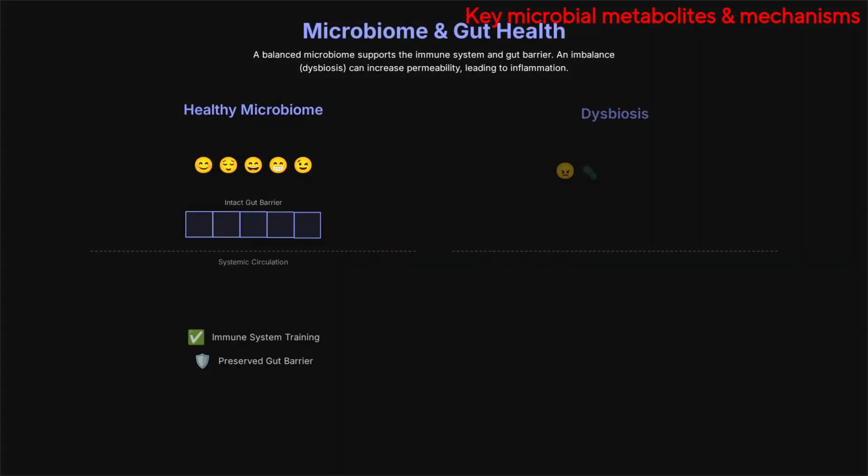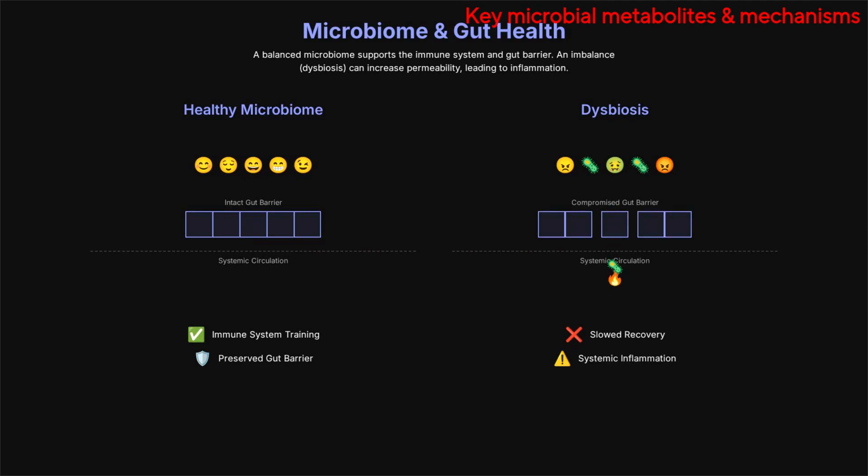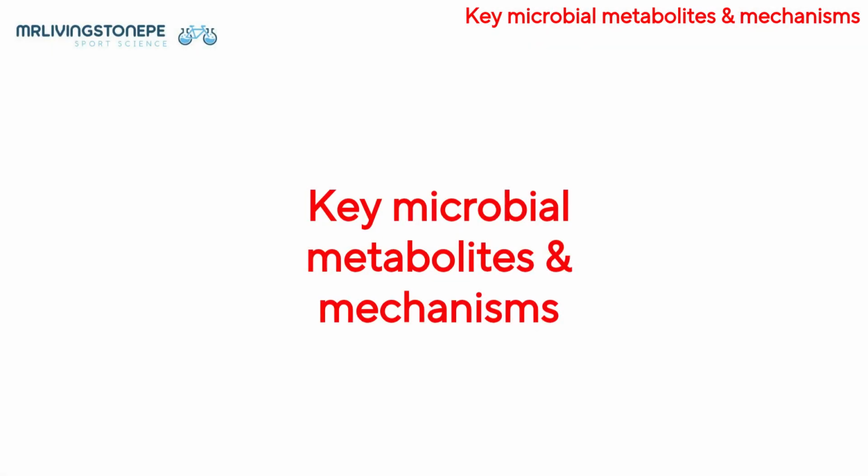A healthy microbiome trains the immune system and preserves the gut barrier. When the microbiome is out of balance, known as dysbiosis, gut permeability can rise and let bacterial products enter the circulation, which raises systemic inflammation and can slow recovery and impair performance.